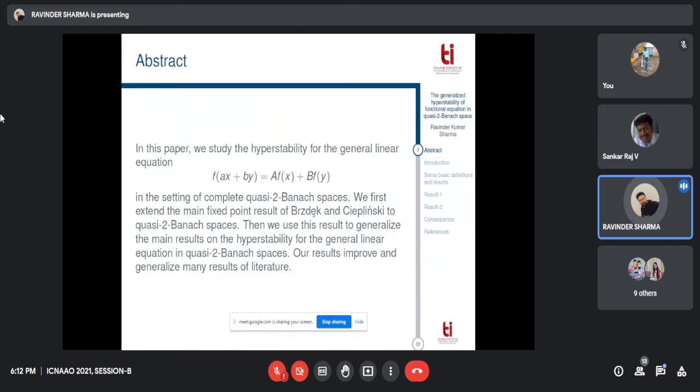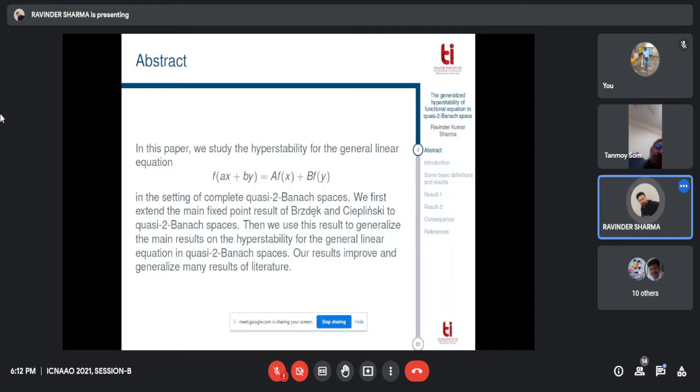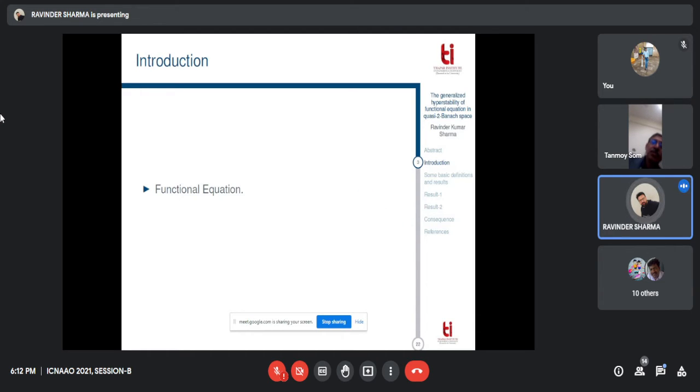In this paper, we study the hyperstability of general linear equations in the setting of complete quasi-2-Banach spaces. First, we extend the main fixed point result of Brzdęk and Ciepliński to quasi-2-Banach spaces. Then we use this result to generalize the main result on the hyperstability of the general linear equation in quasi-2-Banach spaces. Our results improve and generalize many results in the literature.